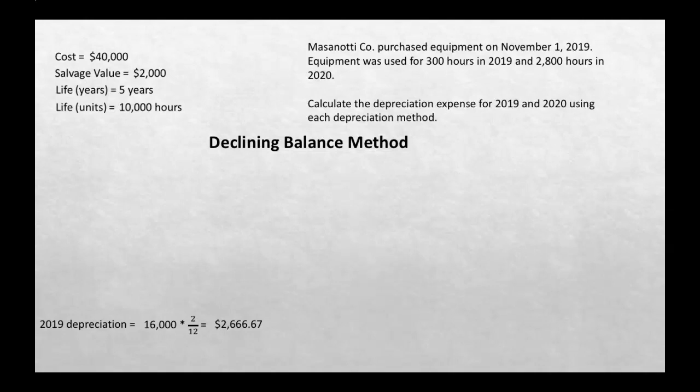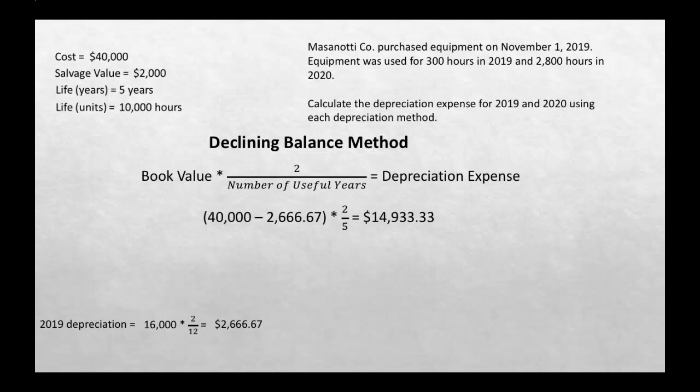Now, when we need to do this for 2020, we need to find our new book value. So our new book value is 40,000 minus our accumulated depreciation, so our depreciation amount from the previous year, and then we multiply that book value by 2 over 5 once again to get our depreciation expense of that 14,933. So 2020's depreciation, since we had it for the full year in 2020, it's the full 14,933 amount.